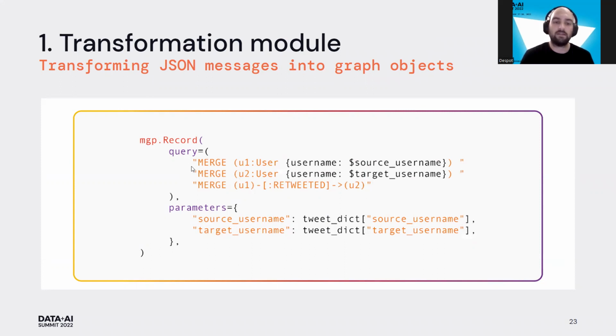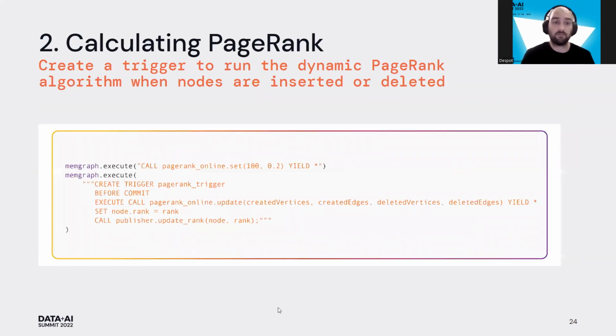Merge is a Cypher clause that essentially creates a node or relationship if it doesn't exist. If it exists, it won't be created. So first, we create the first user with the source username. Second, we create a second user with the target username, and then we create a relationship of the type retweeted between these two users. That's more or less it about the transformation module.